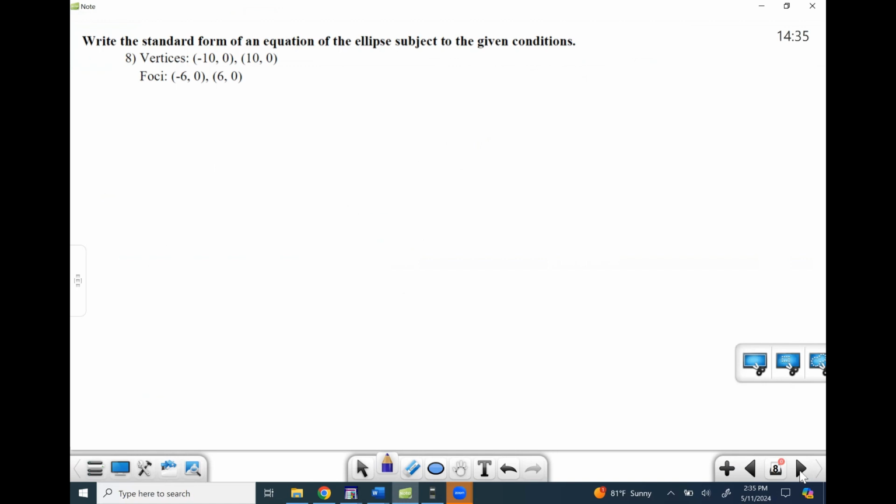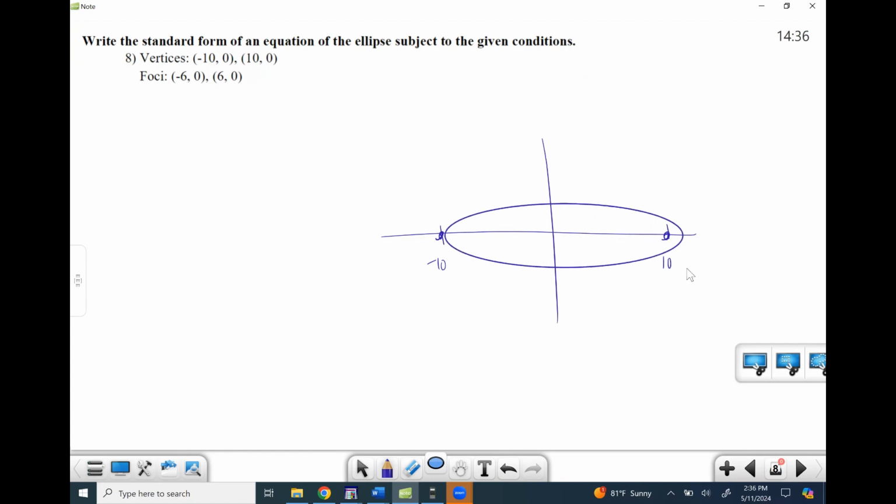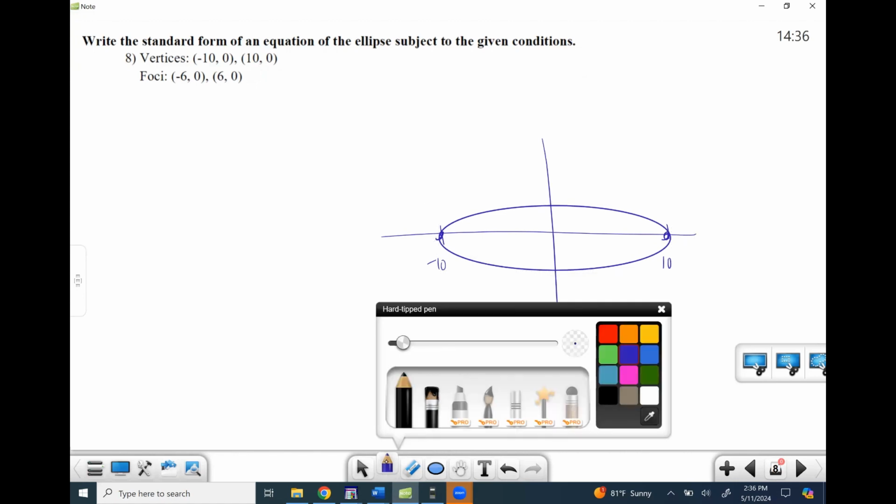So I always like to draw a picture. You guys know me. So -10, 0 and +10, 0 are where our vertices lie. That tells me a lot. That tells me that my ellipse is going to be bigger in the x direction. And it also tells me one of my letters.